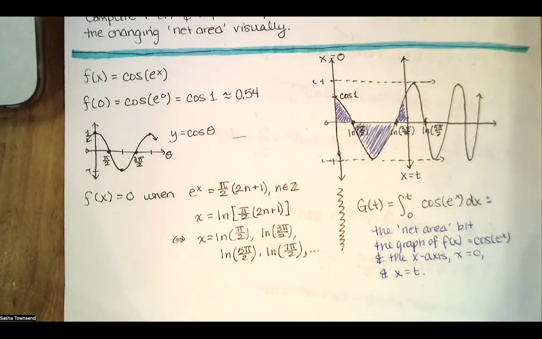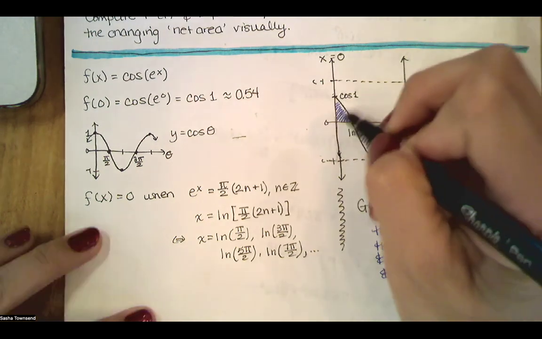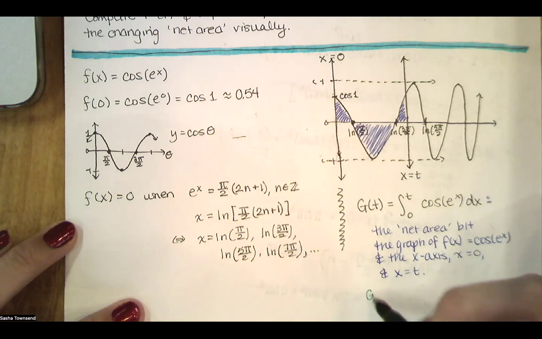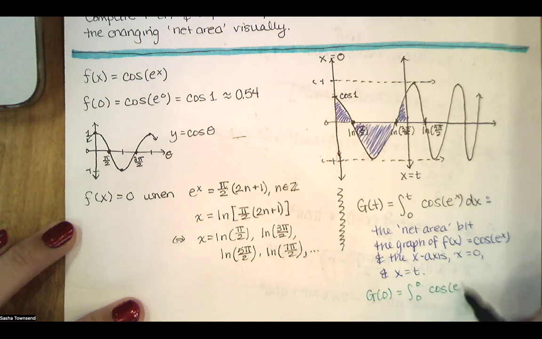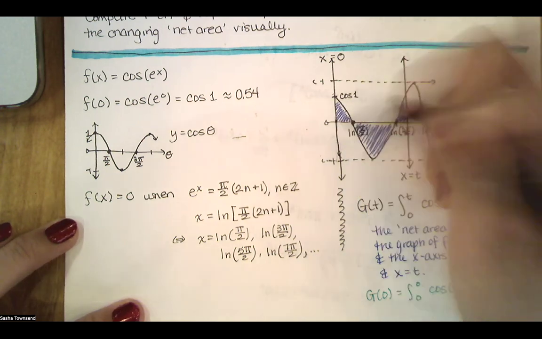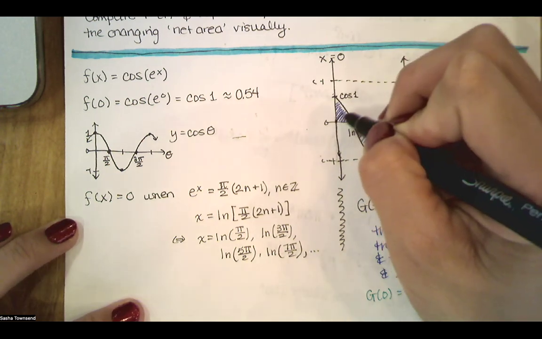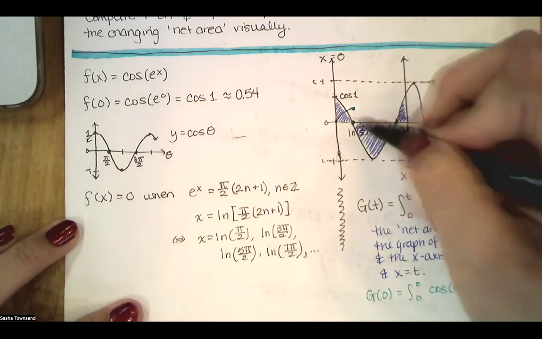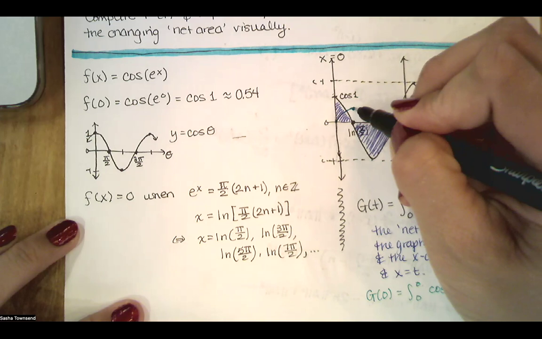So what we'll see is that the area is initially 0, because if I evaluate this at t equals 0, I've got g of 0 is the integral from 0 to 0 of cosine of e to the x dx. So we're just finding the area under a point. So there's no area there, so it's 0. But then our area is going to increase until we get to some particular value. And then at that point, we start subtracting area. So our area will decrease.